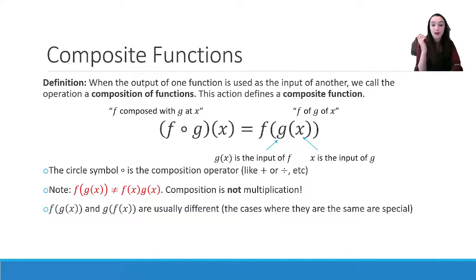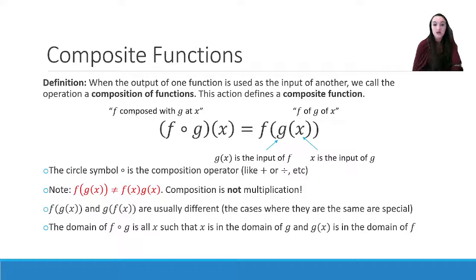Also note that f of g of x and g of f of x, so in other words, we sometimes say fog and gof, because that's what they look like, f of g and g of f, are usually different. There are cases where they are the same, and those are special, and we're going to talk about those in the next chapter. But in general, they're usually different. So don't get those confused. This is not a commutative operation.